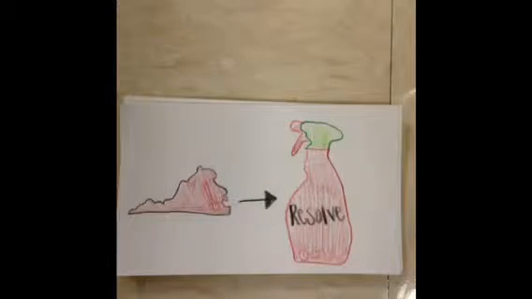Next is the Virginia Resolves. As a consequence to the Stamp Act, the Virginia Resolves, presented by Patrick Henry, laid out the rights of Englishmen in the colonies.